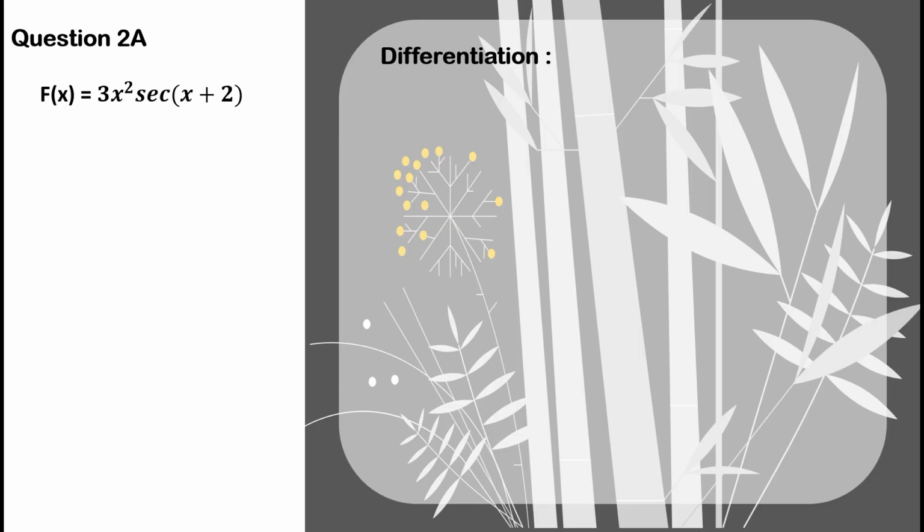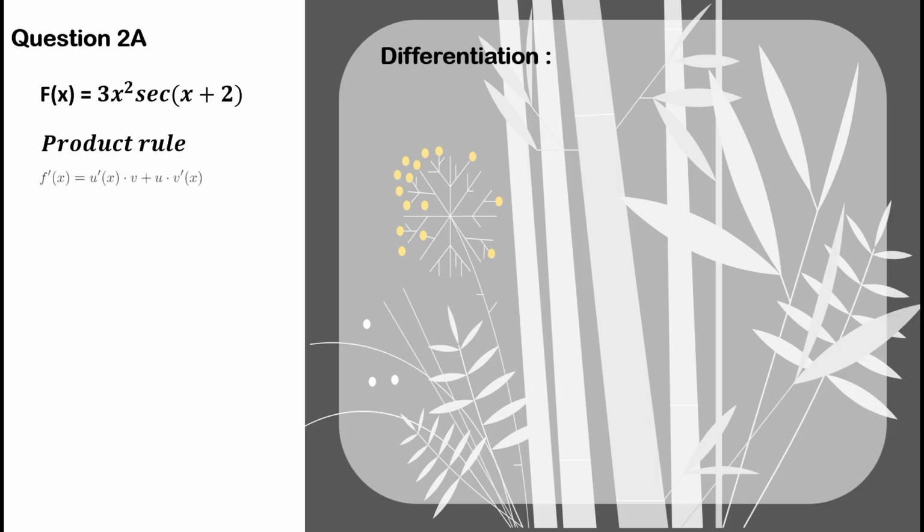Question 2 is divided into two sets of questions, 2a and 2b. Question 2a is given the function 3x squared sec x plus 2. As you know, it is the multiplication of two different functions, where 3x squared is a quadratic function and sec x plus 2 is a trigonometric function. So, as we know, when a function is multiplied by another function, we use the product rule. The product rule is f prime of x equals u prime times v plus u times v prime.